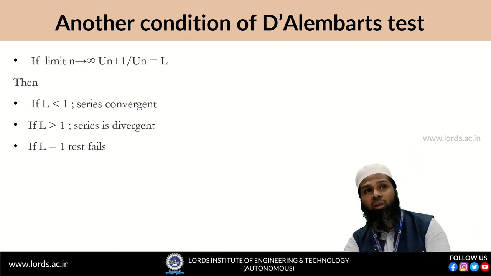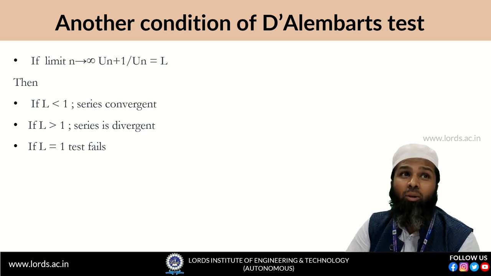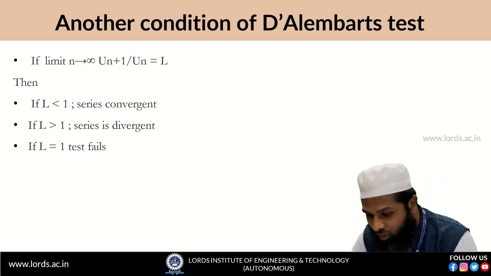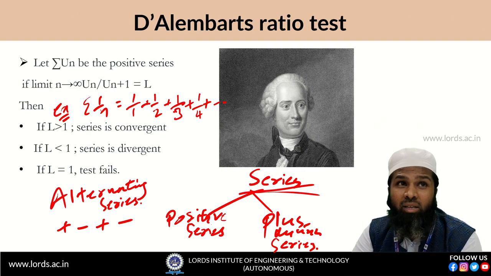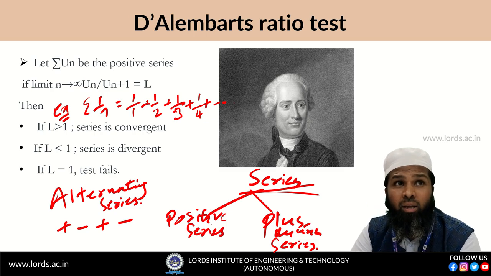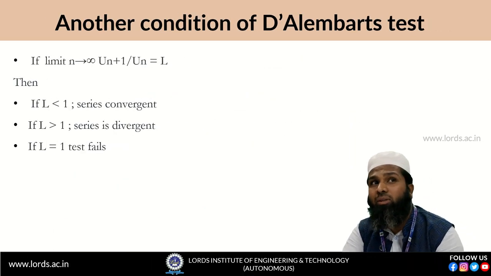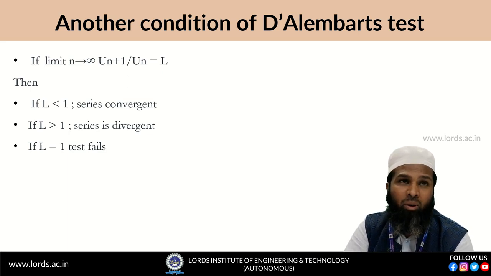We will tend to infinity. Instead of taking un by un plus 1, we can put un plus 1 divided by un, the ratio, also, and suppose that limit is equal to l. Now you see that condition. What was the condition in the before slide? If l is greater than 1, series is convergent. But here, because we reverse the ratio, that's why l less than 1, series will be convergent. And if l is greater than 1, series will be divergent. If l is equal to 1, test fails.